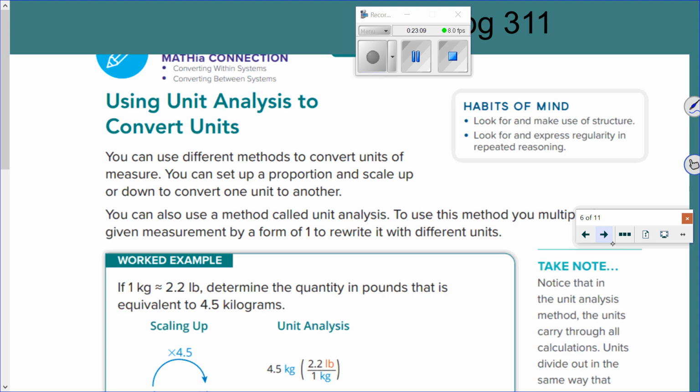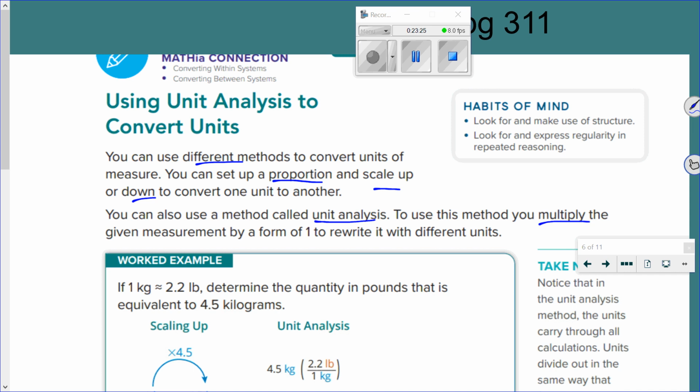Go to page 311. Now we can use different methods to convert units of measure. You can set up a proportion and scale up or down to convert 1 unit. You can also use a method called unit analysis. To use this method, instead of an equal, we're going to multiply the given measurement by a form of 1 to rewrite it with different units. Okay?